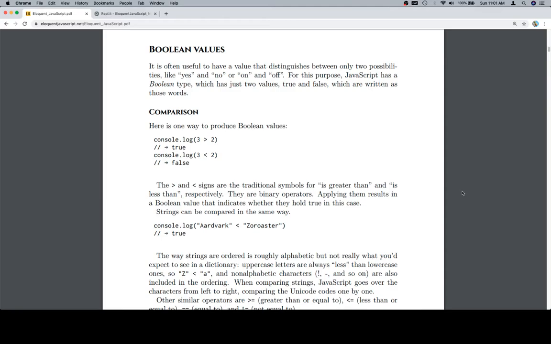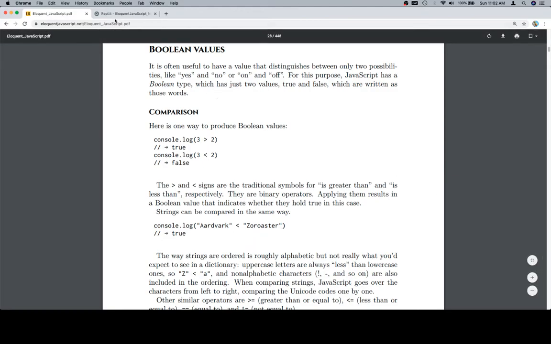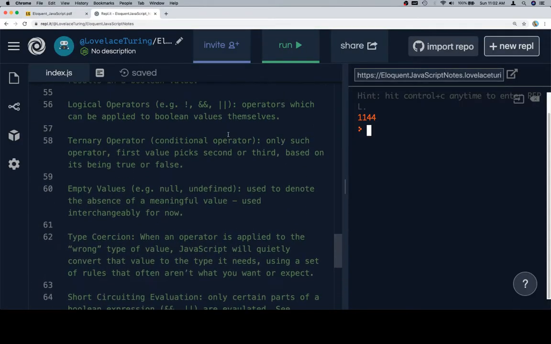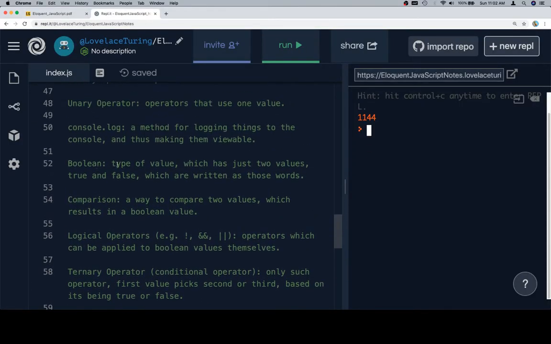So let's talk about Boolean values. It is often useful to have a value that distinguishes between only two possibilities, like yes and no, or on and off. For this purpose, JavaScript has a Boolean type, which has just two values, true and false, which are written as those words. I believe I added that to the vocab list at some point: Boolean, type of value, which has just two values. Okay, looking good.